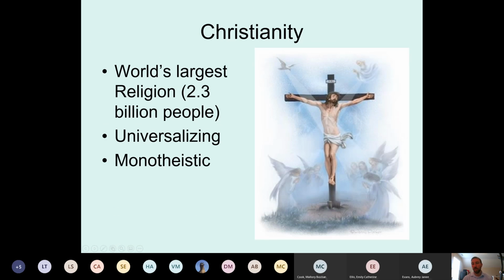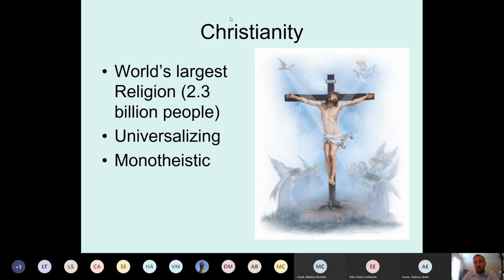So we're going to jump through these different religions, and we're going to start with Christianity. It is the world's largest. Over 2.3 billion people practice Christianity in the world. I've already told you that it's universalizing, meaning that they are going out to try to get people to join. And they are monotheistic. They practice monotheism, so don't get tripped up by the end of the word there. But that just means they believe in one God.